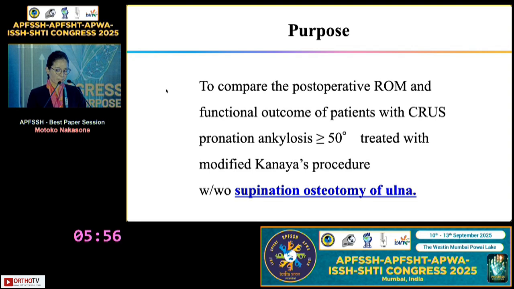The purpose of this study was to compare the postoperative ROM and functional outcome of patients with CRUS who had pronation ankylosis of 50 degrees or more, treated with modified Kanaya's procedure, with and without supination osteotomy of the ulna.